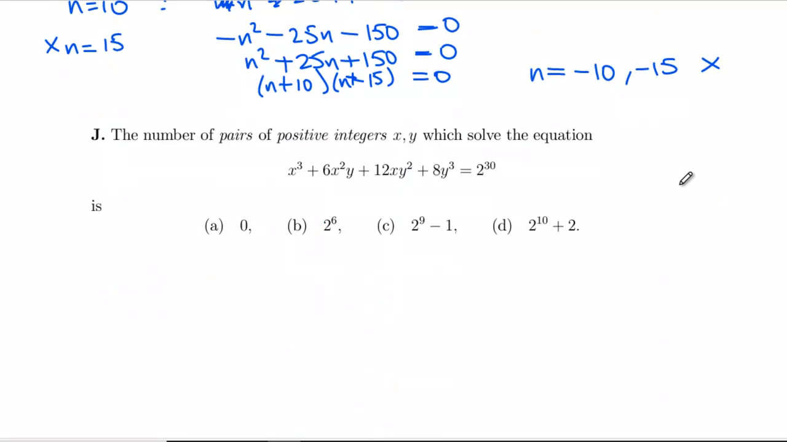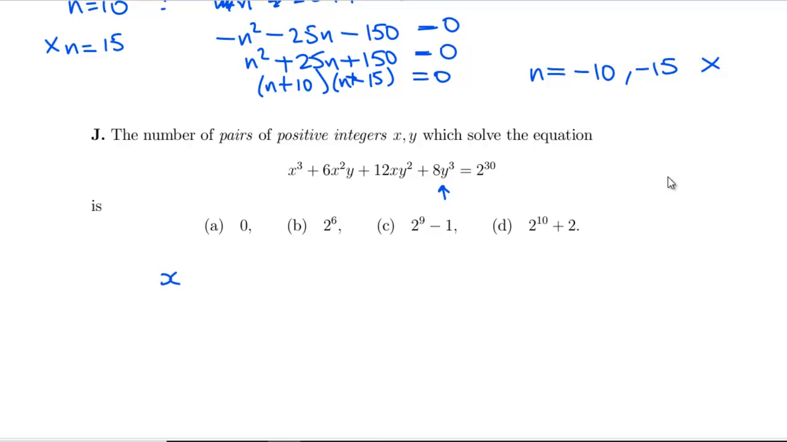And then J, right, the number of pairs of positive integers x, y, which solve that equation. X cubed, we've got a cubic here in x and y. Are these going to factorize? Because that is 2 cubed there for an 8. So, and then yeah, I think that does, doesn't it?